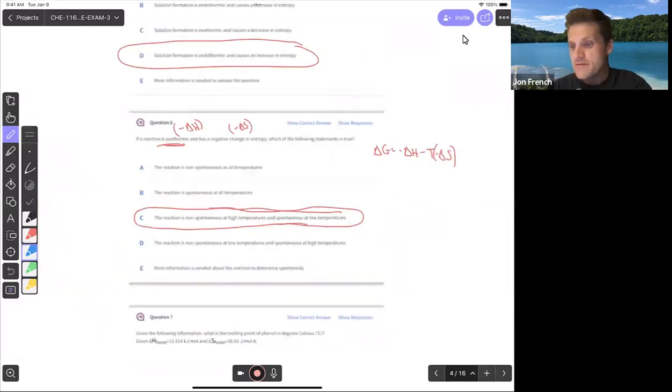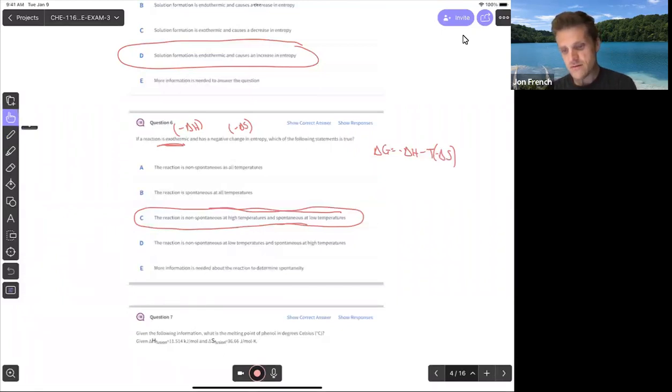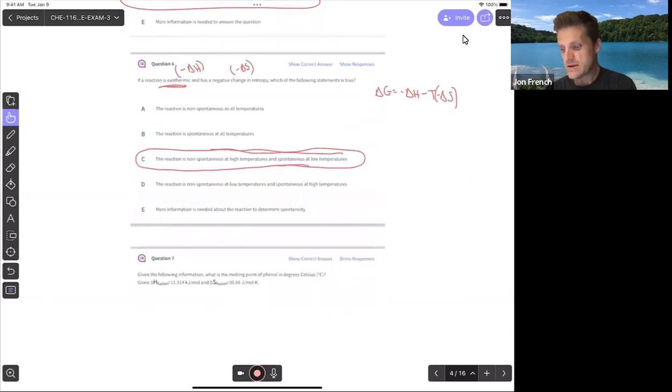So yeah, question 5 would be choice D. It's an endothermic solution formation. That still happens spontaneously because of the increase in entropy. Question 6 was very similar, just figuring out which of those 2 we'd have to come together for that to be spontaneous. All right, question 7, given the following information, what is the melting point of phenol in degrees Celsius?